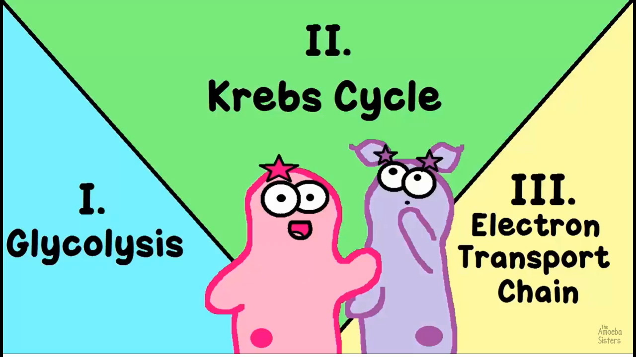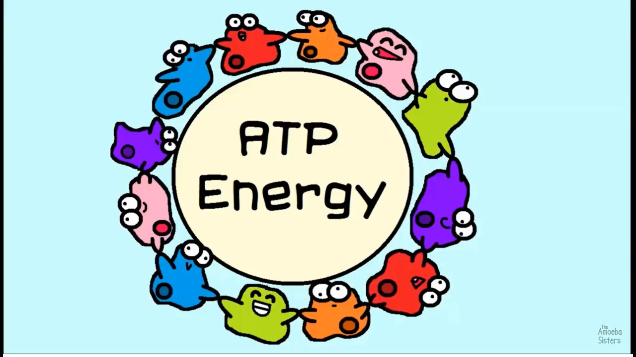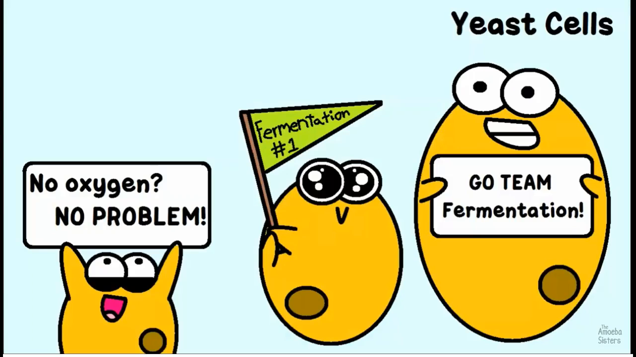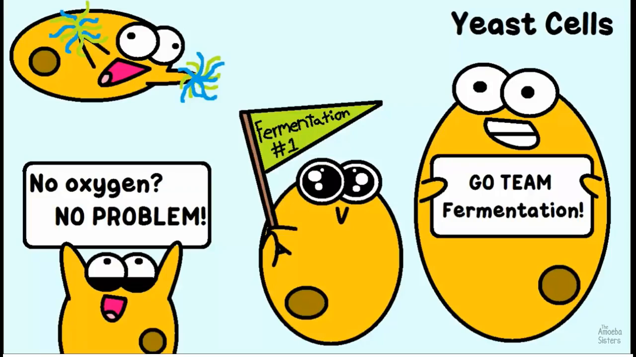Now, this was just one way of creating ATP energy, a very efficient way at that. But like we had said at the beginning, all cells have to make ATP energy. The way they do it, though, can differ. If there is no oxygen available, some cells have the ability to perform a process known as fermentation. It's not nearly as efficient, but hey, it makes ATP when there's no oxygen.